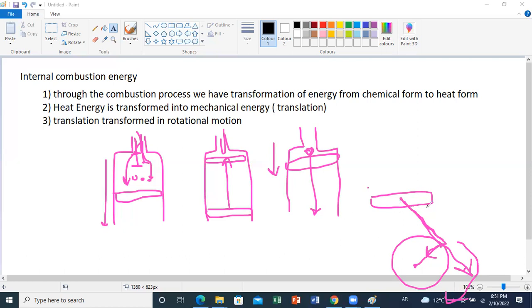So you have a cycle of 4 phases: admission, compression, combustion, expansion. During the expansion process, you transform the combustion energy into translation of your piston, and the translation of your piston will transmit forces through a mechanism. These forces will be decomposed into a normal and a tangential component. The tangential one is the one that is effective and will cause rotation of your crankshaft. So this is in summary the operation mode.